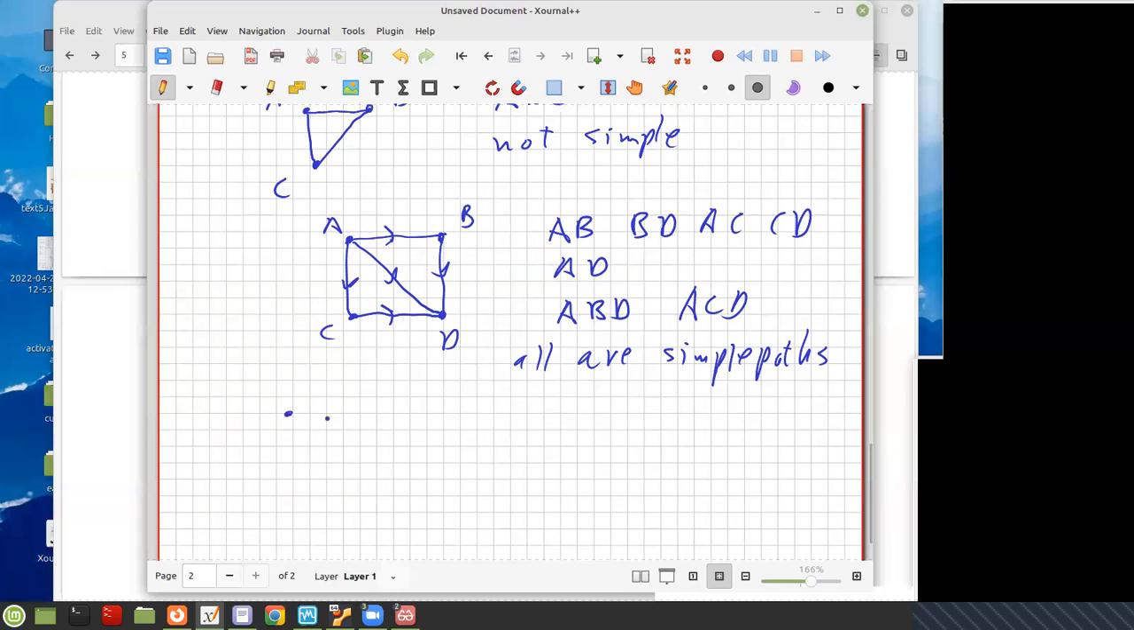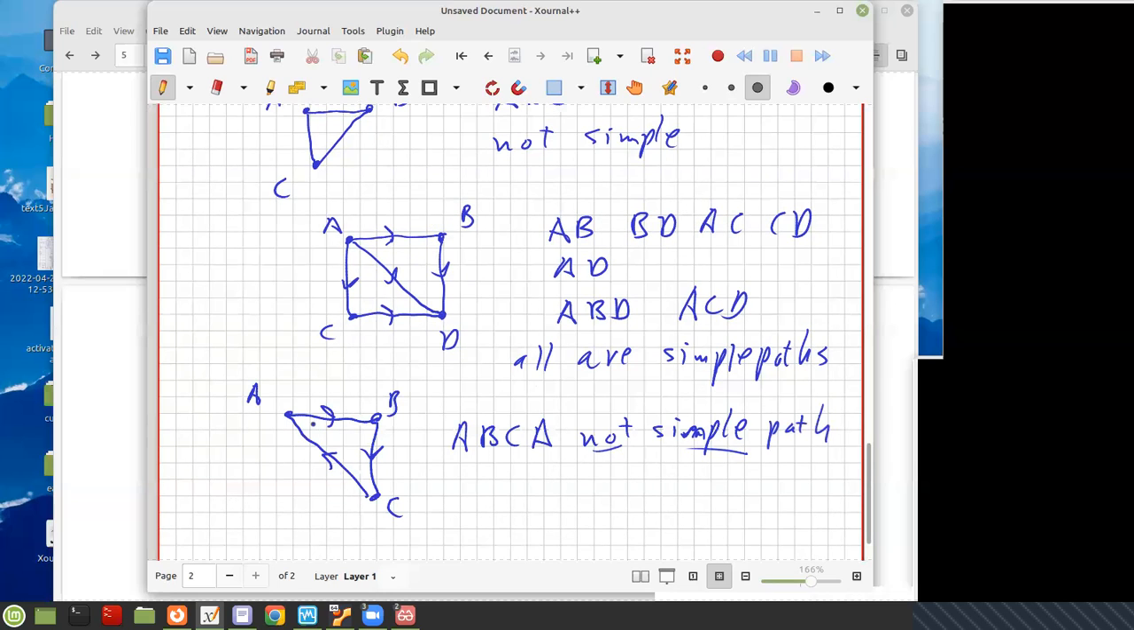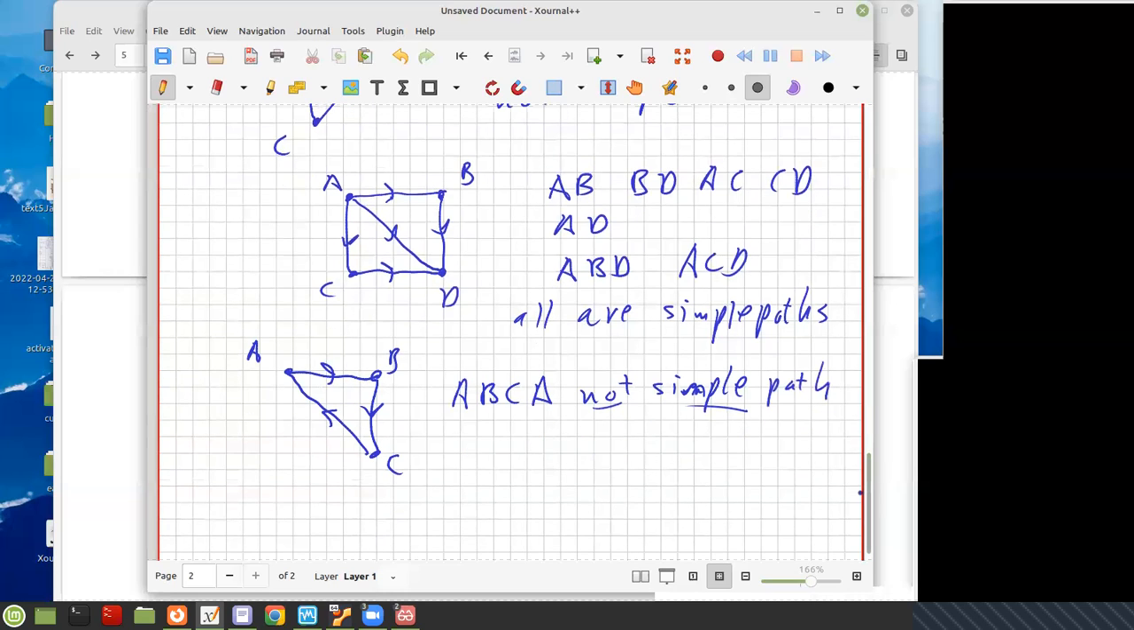For example, we have this. So you can go A, B, C, A. That is not simple. So it turns out the way a path can be non-simple on a directed graph is by making a loop. Okay, so that's the idea of paths and simple paths.